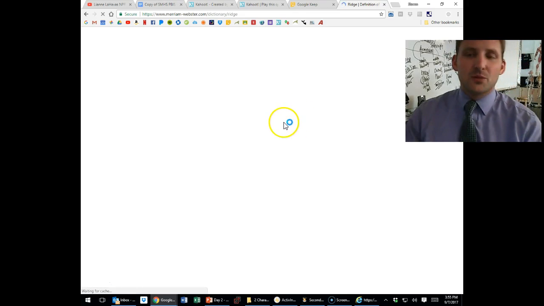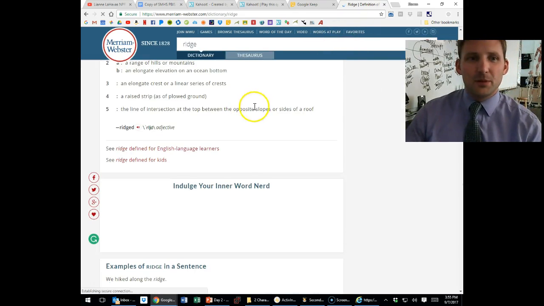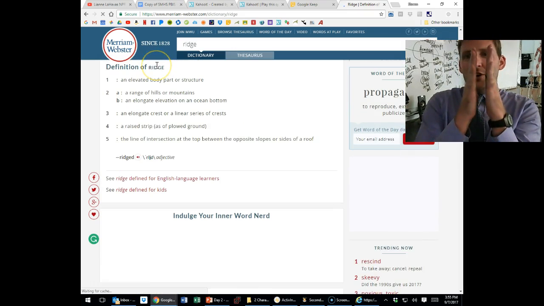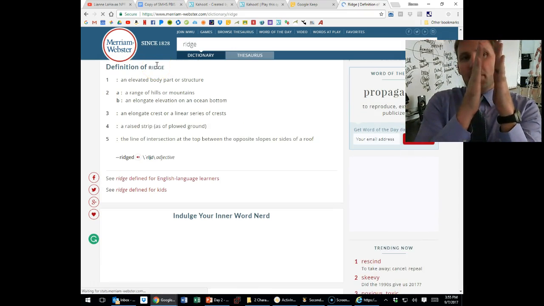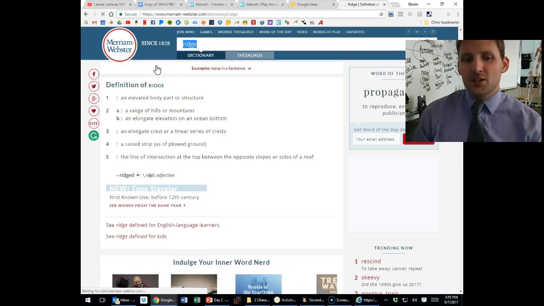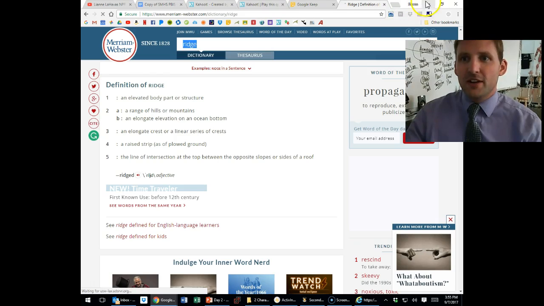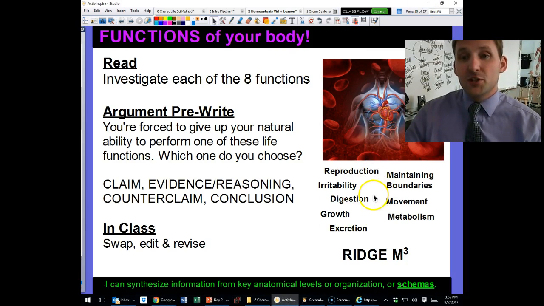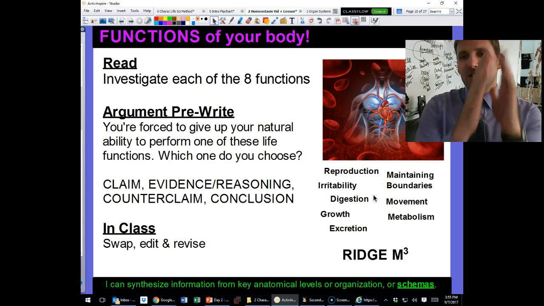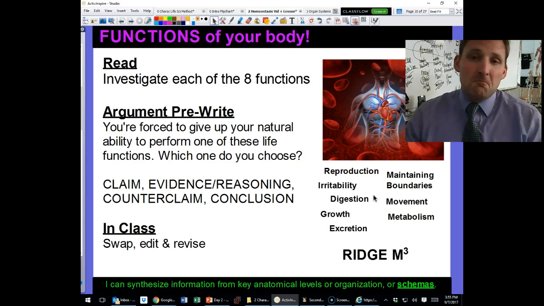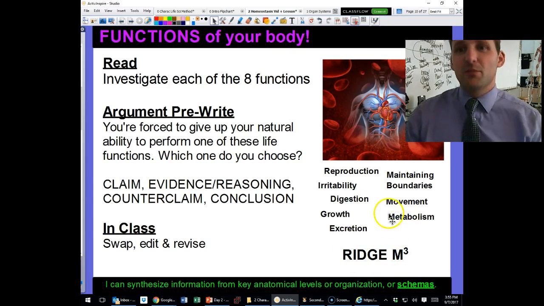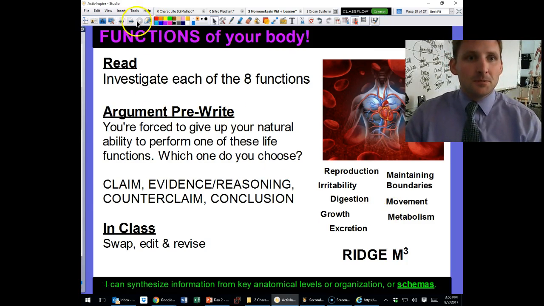I'm just thinking through why choose ridge. Ridge is defined as an elongated crest, a range of hills, a really narrow pathway is like a ridge. So you need to maintain these life functions in order to survive. You really don't have a lot of fluctuation. You're kind of walking on top of that ridge to be able to live. So maybe that's a way to remember it. Ridge M cubed. Again, I challenge you to come up with a better acronym than me.